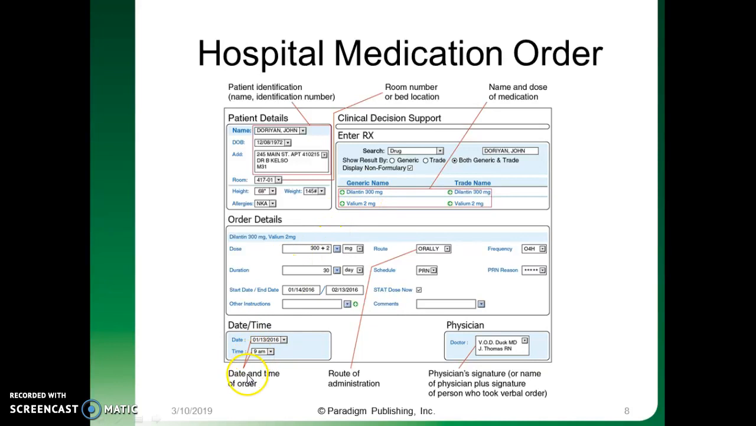You will have the date and time of the order. So again, the date is very important. The route of administration, so this is an oral medication, and the physician's signature or name of the physician plus the signature of the person who took the verbal order. So you'll have that information there as well.